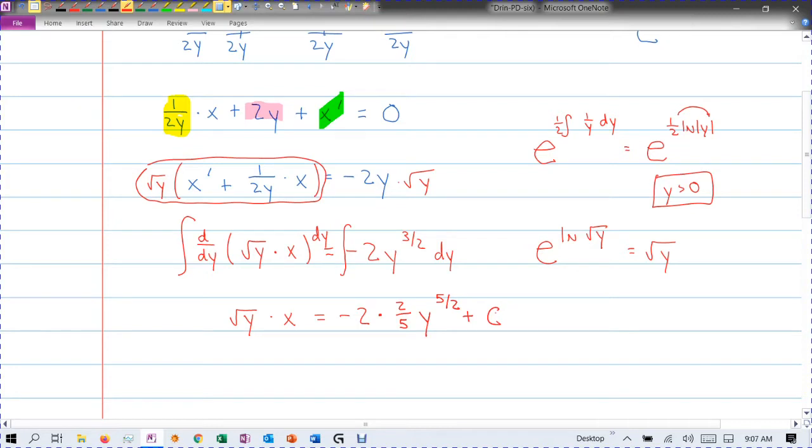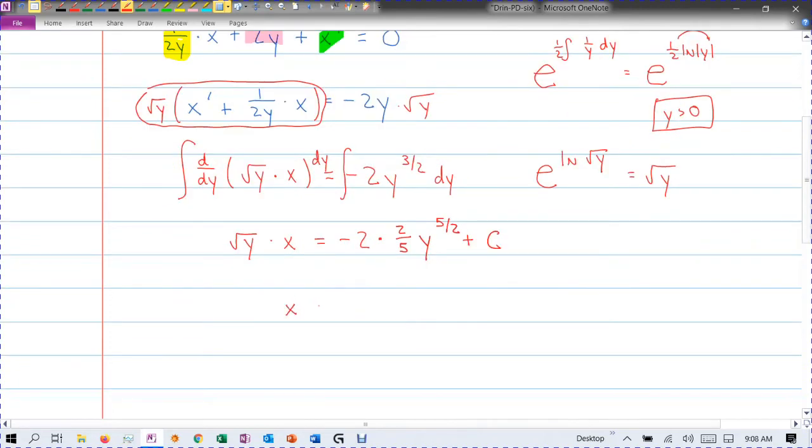And now instead of solving for y, we're going to solve for x. So basically we're doing the whole problem, just switching our variables around. So we have x equals, dividing through by square root of y, negative 4/5. Dividing by square root of y is the same as dividing through by y to the 1/2. So you subtract: 5/2 minus 1/2 is 4/2, which is 2. So y squared, and then plus, we're dividing the c by this too, so I'll rewrite that as c times y to the negative 1/2.